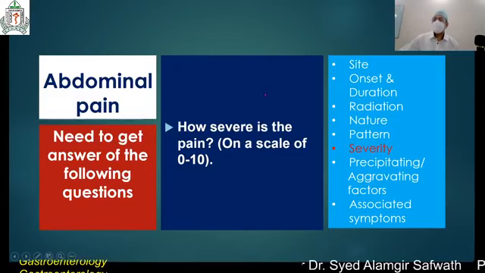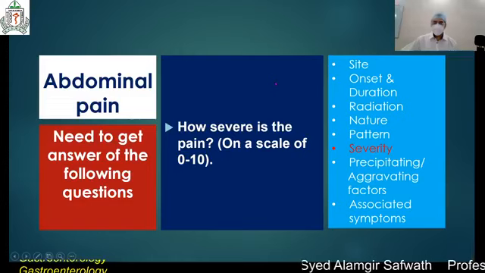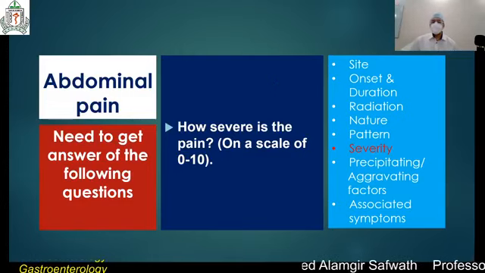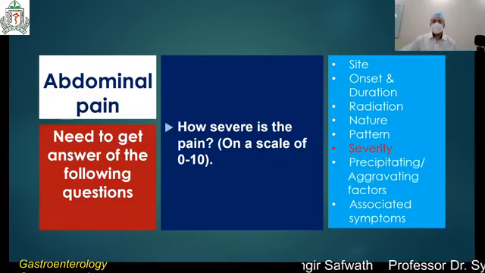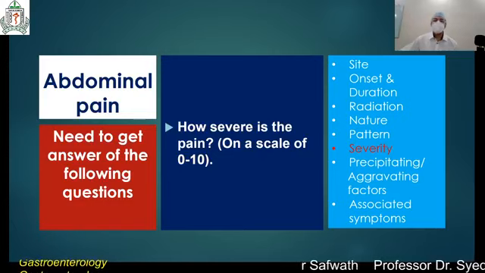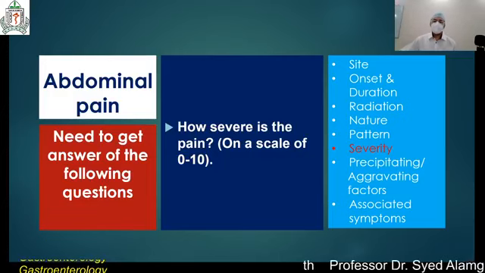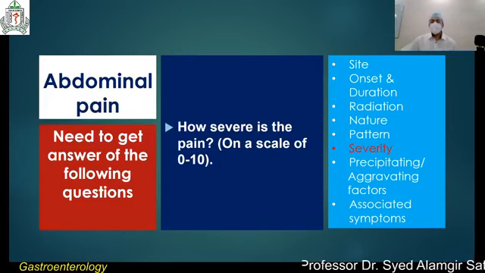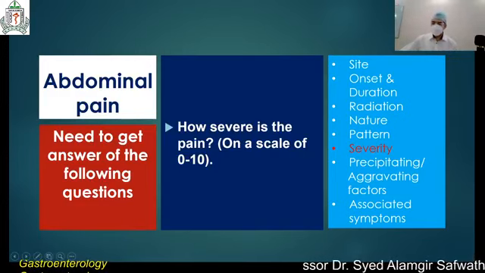Then you ask about the severity of the pain, because all pain is not severe. If we think about epigastric pain, peptic ulcer disease pain is mild to moderate, but pancreatitis pain is a severe pain. A stone in the common bile duct, CBD, the pain is very severe. Ruptured aortic aneurysm, a very severe tearing type pain. So severity is very important.